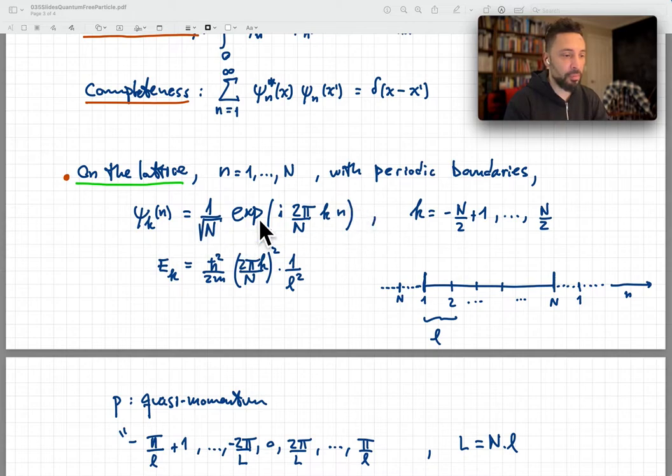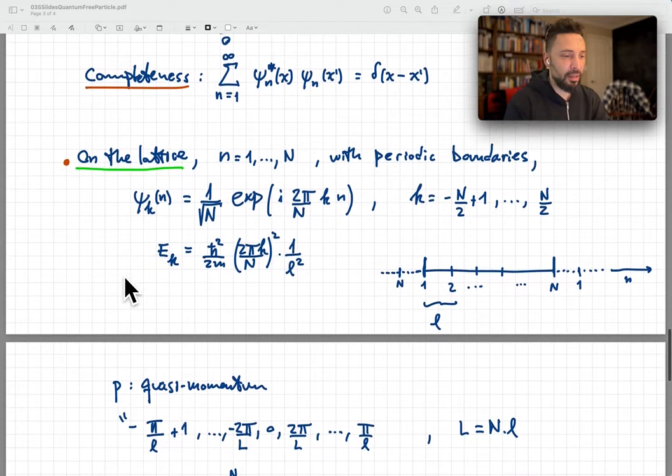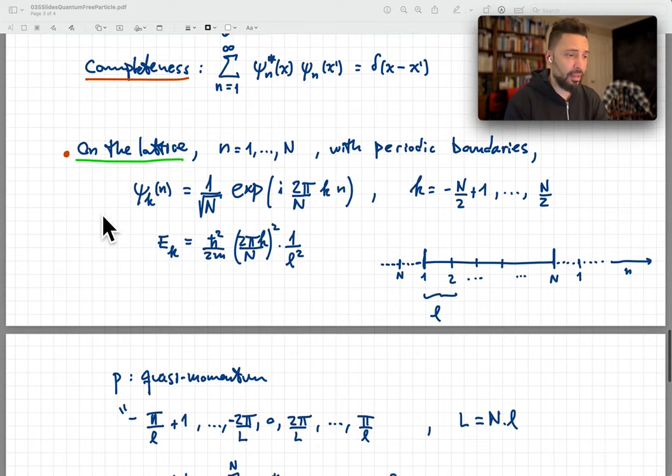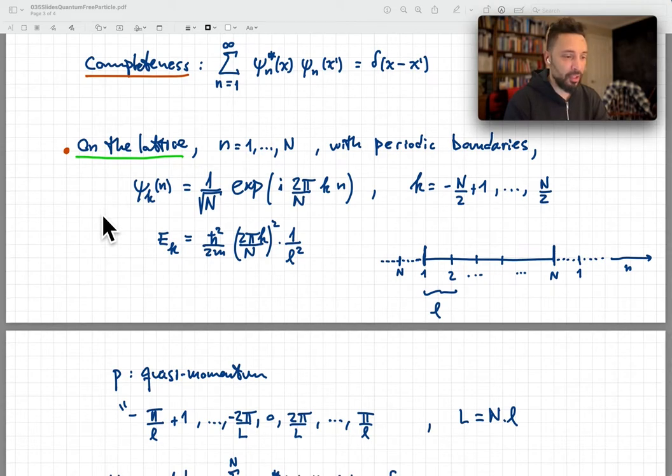discretized wave function. You're free to arrange all this into a vector with big N components labeled from 1 to big N. And if you see any relationship between this and what we saw before, the discrete Fourier transform, then it's because that's exactly what's in the background there.